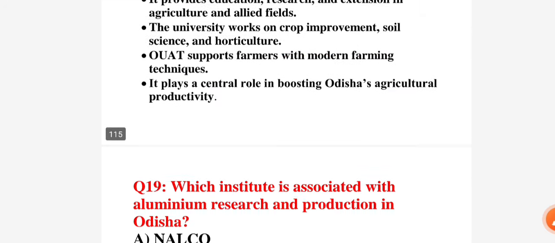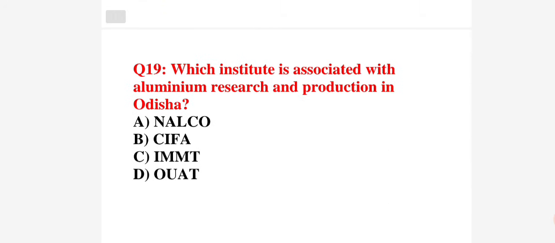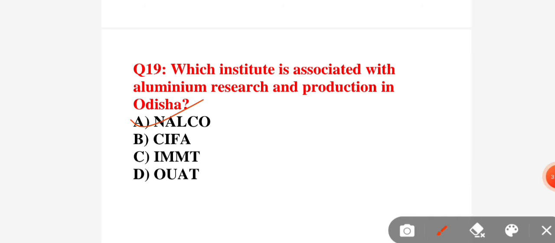So let us move to the next question, that is question number 19. Which institute is associated with aluminum research and production in Odisha? You can easily answer this question. Option A NALCO, option B SIPA, option C IMMT, and option D that is OUAT. So what is the right answer here? The right answer is NALCO.